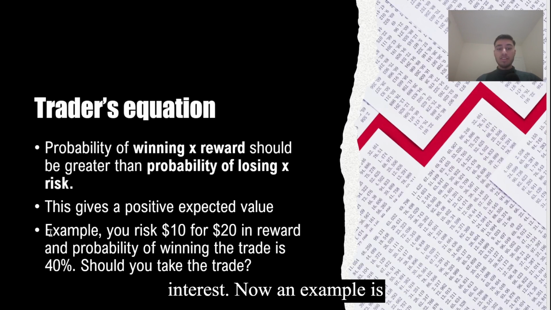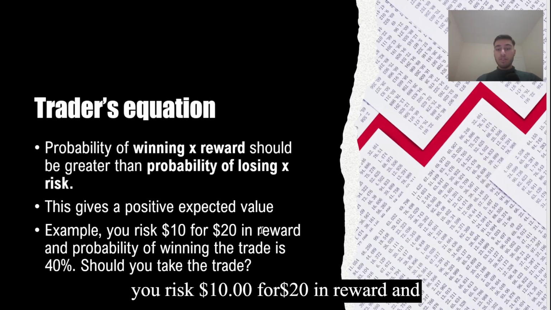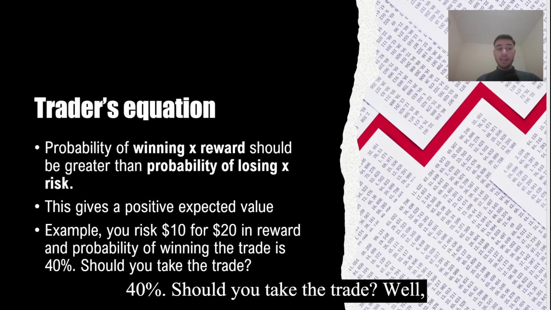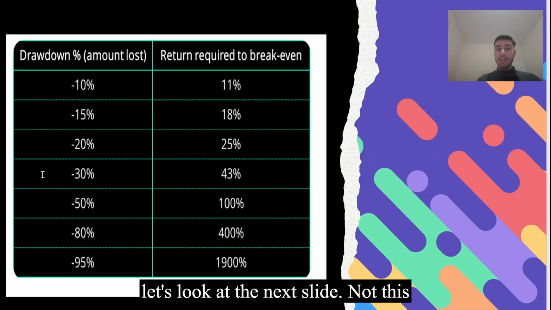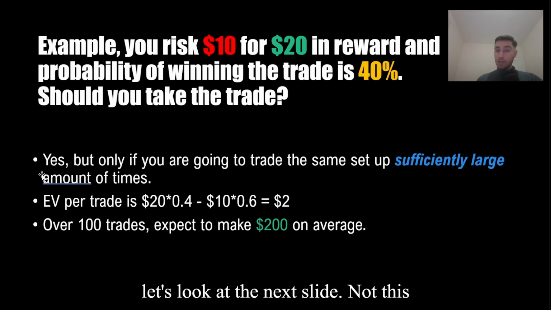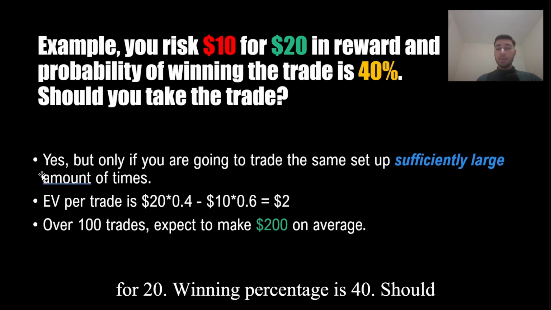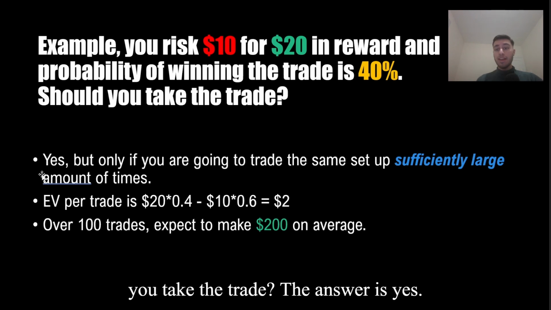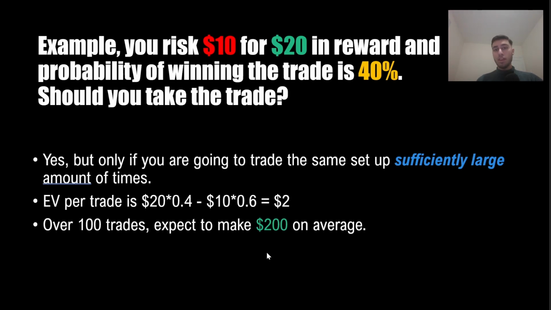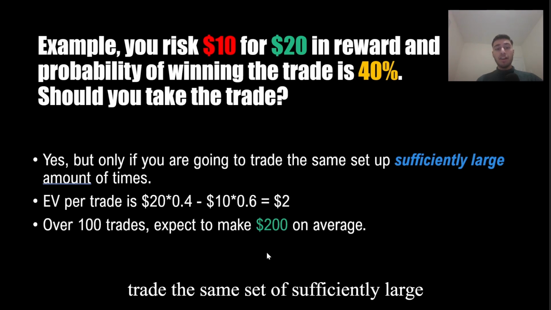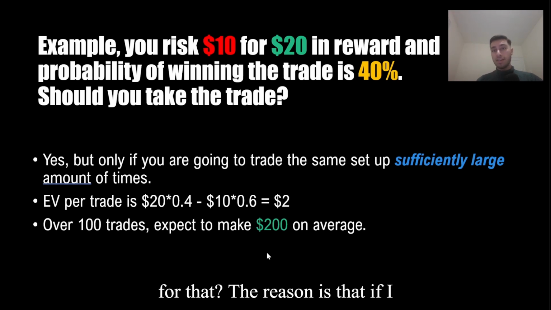Now, an example: you risk $10 for $20 in reward, and the probability of winning the trade is 40%. Should you take the trade? Well, let's look at the next slide. Not this one, but this one first. You risk 10 for 20, winning percentage is 40. Should you take the trade? The answer is yes, you should, but only if you're going to trade the same setup a sufficiently large number of times. And what's the reason for that?